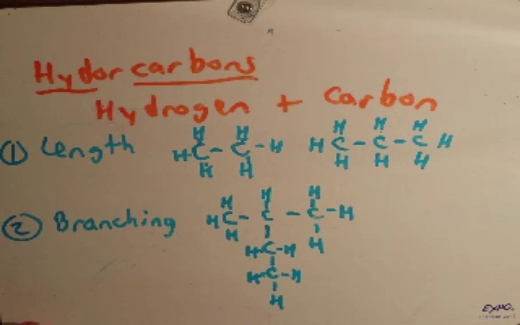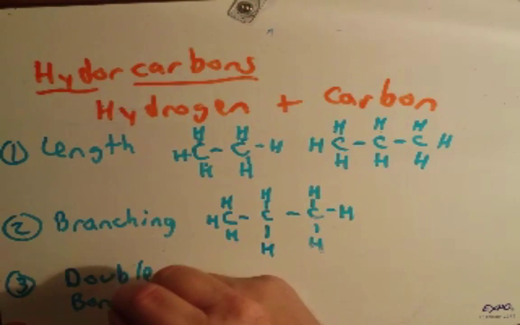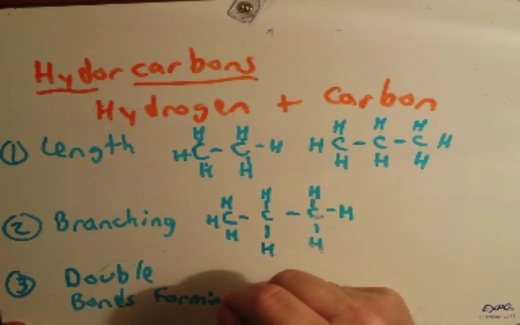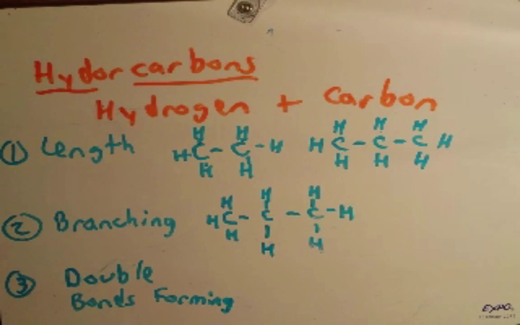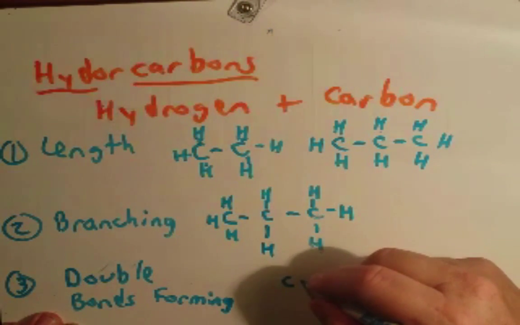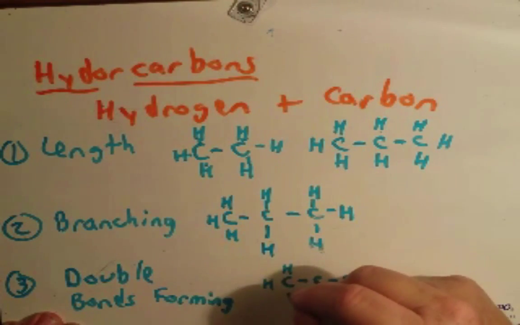Now I'm going to get rid of this bottom carbon branch here so I can talk about the third way that carbon backbones can vary. And they can vary based upon double bonds forming, as well as how many double bonds are present and where they are present. So you could have a carbon structure like this, where you have 4 carbons, each surrounded by hydrogen.